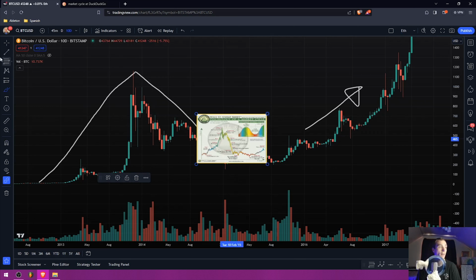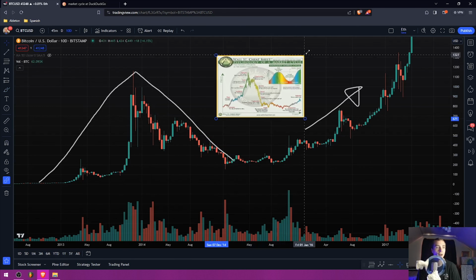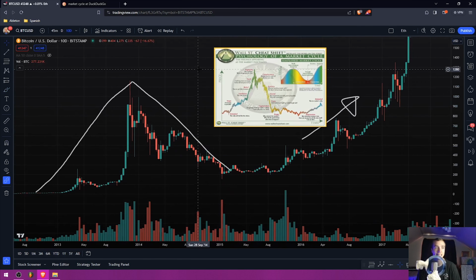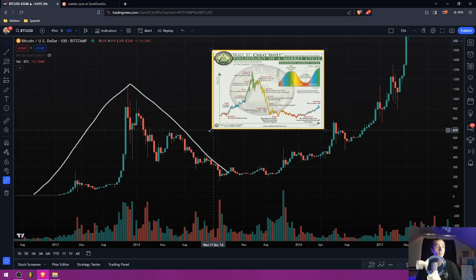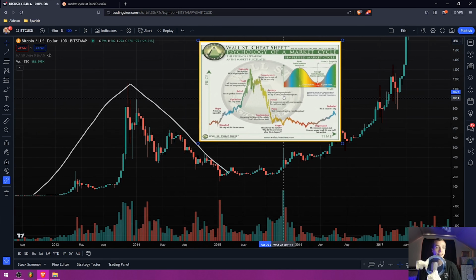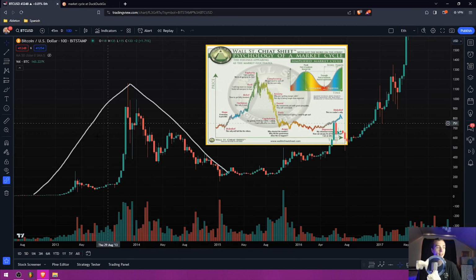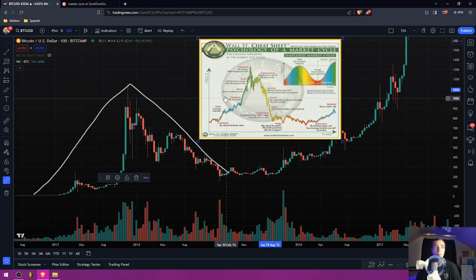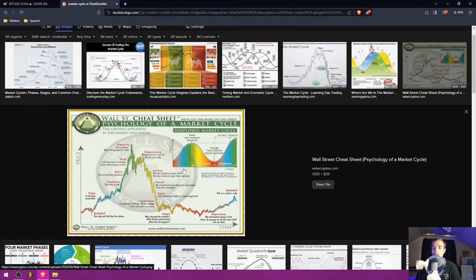So let's take this image. We'll actually copy and paste it onto our chart here. We'll make it a little bigger and easy to see. And you can see here how price followed that. This Wall Street cheat sheet looks very similar to a standard market cycle. This example, the Wall Street cheat sheet, is actually a picture of the internet bubble, the IXIC NASDAQ stock market.